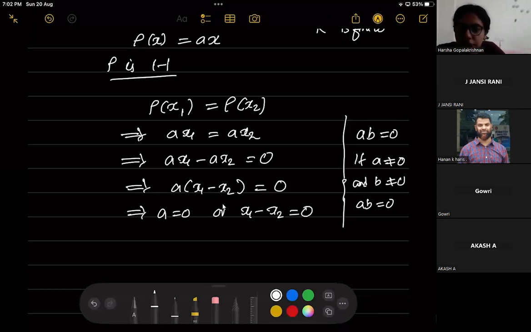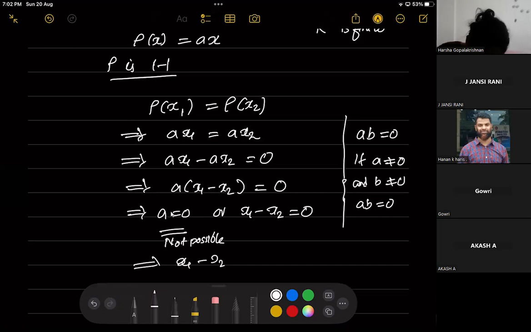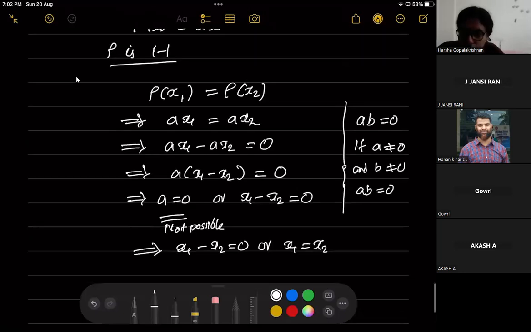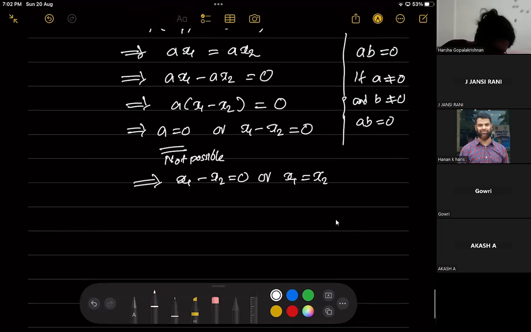Clear? But we started with A as a non-zero element. So this is not possible. So what we get is x1 minus x2 equal to 0, or x1 equal to x2. Fine. So what we started with is rho x1 equal to rho x2, and finally we end up with x1 equal to x2. So this means that rho is 1-1.